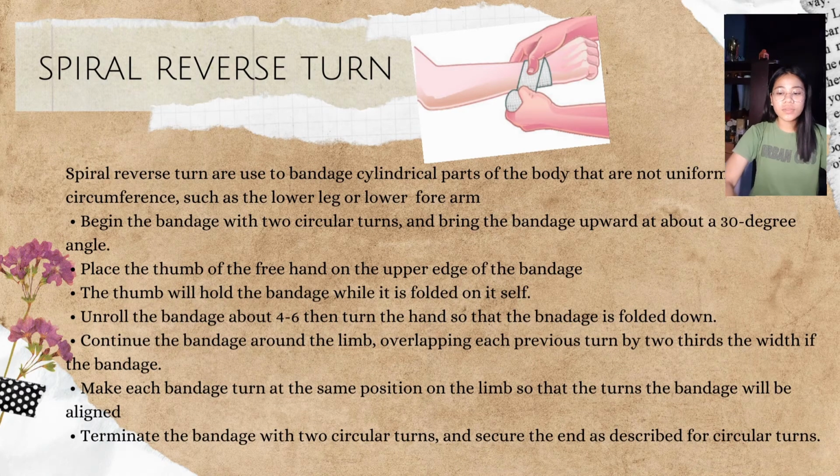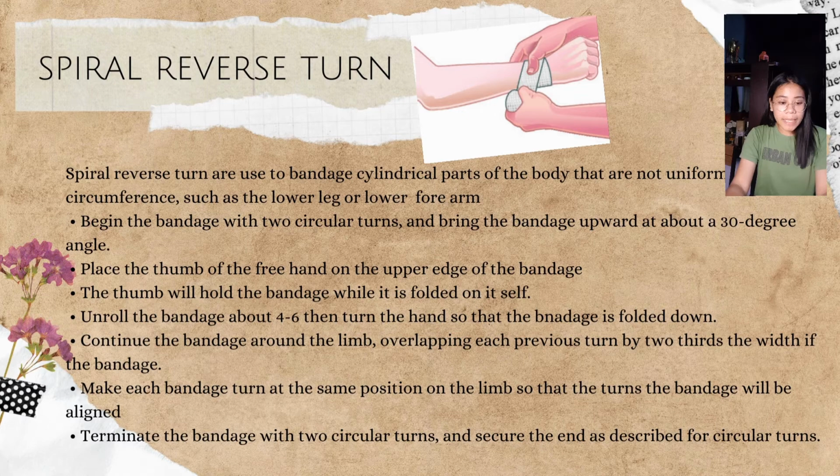And then we also have the spiral reverse turn. This type of bandaging is mostly required when using non-elasticated bandages, and this technique allows the bandage to fit to the tapered shape of the body part all the way along. In addition, these are used to bandage a cylindrical part of the body that is not uniform in circumference, such as the lower leg or lower forearm.